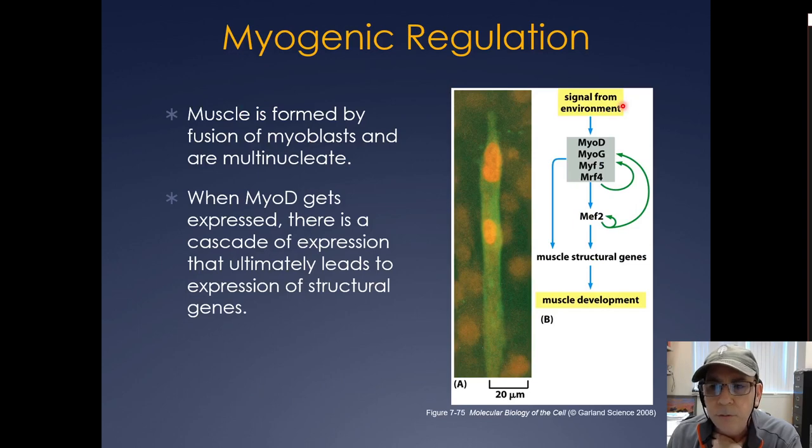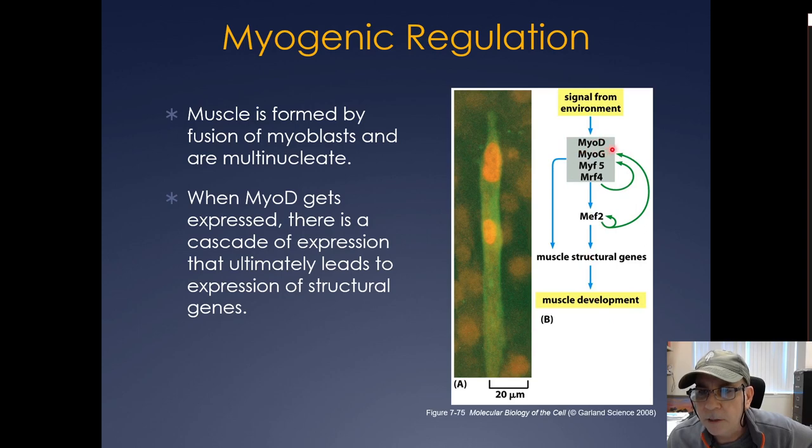Now, when you get down to development, it becomes a much more complicated question under transcriptional regulation. Okay, if you look at muscle formation, muscle is formed by fusion of myoblasts, and they're multinucleate. If you look at this muscle cell here, you can see there's a couple of nuclei in it. The way it works with myogenic regulation is you'll get a signal from the environment, which will lead to activation of MyoD and MyoG, Myf5 and MRF4. These lead to expression of structural genes as well as the expression of MEF2, okay, and that will lead to muscle development. And there's some positive feedback in here.